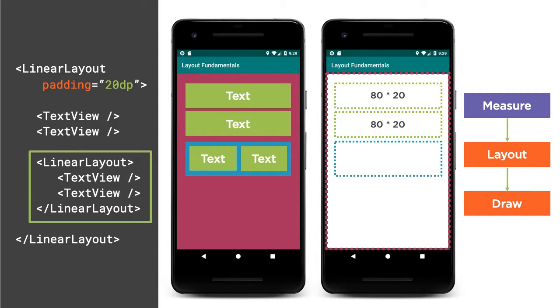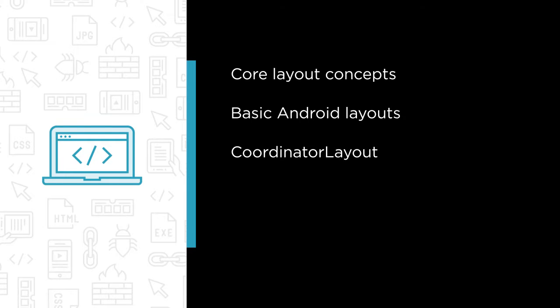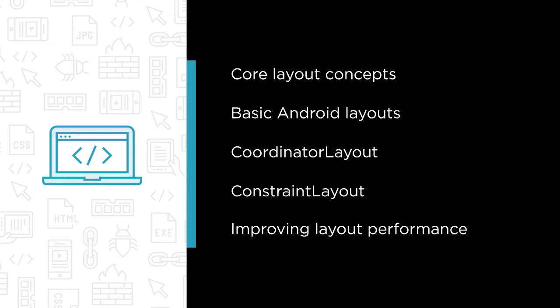Some of the major topics that we will cover in this course include core layout concepts, such as what are views, view groups, and commonly used UI-related terminology, so as to prepare the foundation for this course. Most traditional and most commonly used layouts in Android, such as linear layout, frame layout, and relative layout. Modern layouts in Android, such as coordinator layout and constraint layout. Finally, we will explore how to enhance UI performance.